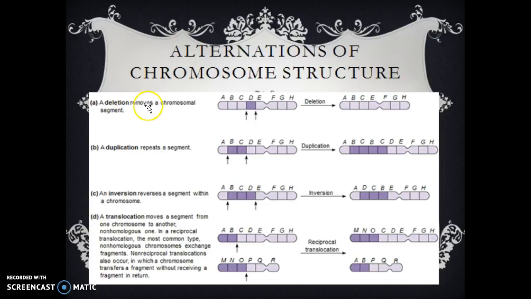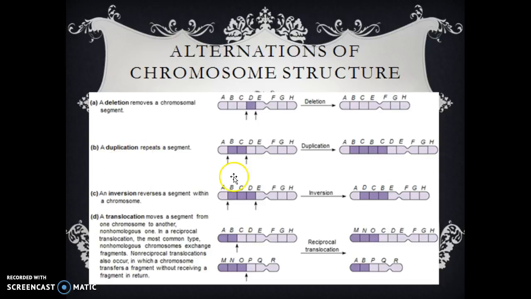A deletion removes a chromosomal segment. So we can see right here in the before we have A, B, C, D, E. We have a section of nucleotides right here in D, and over here D has been completely deleted. So the way that this chromosome will now function, operate, specifically when it's used to make proteins, it's going to be different.